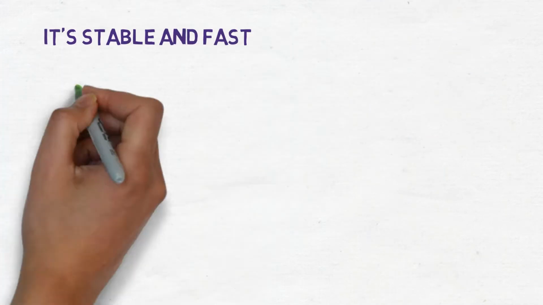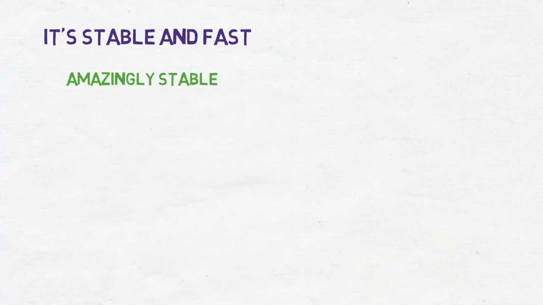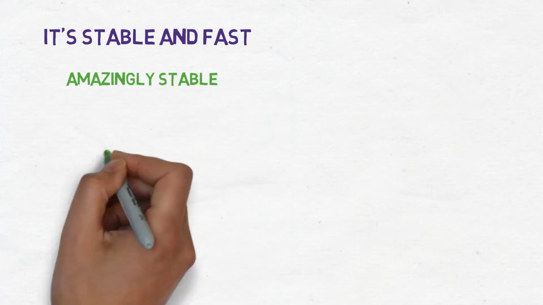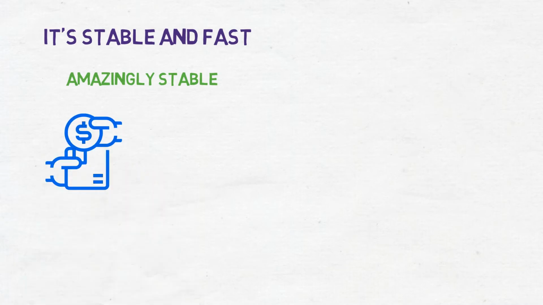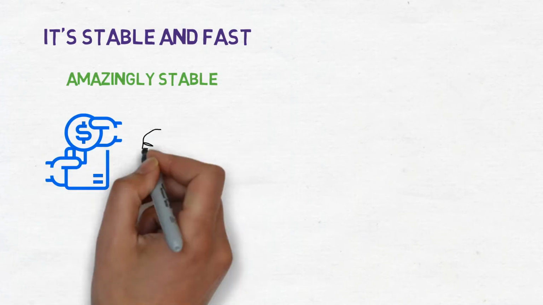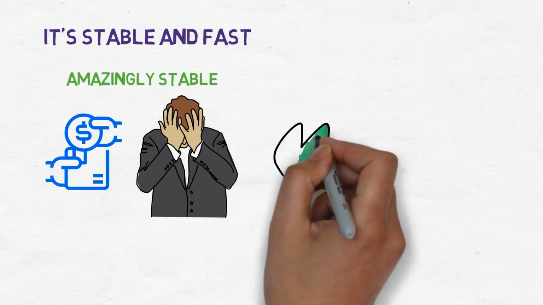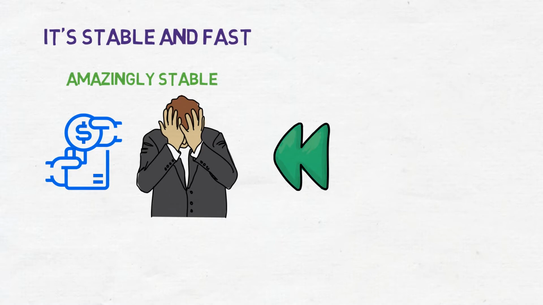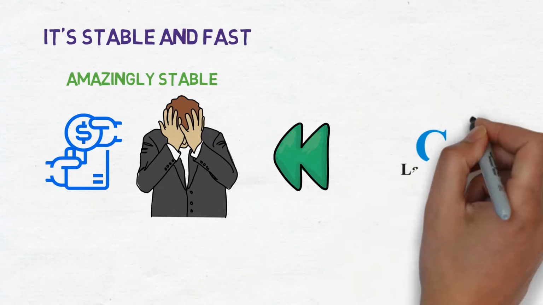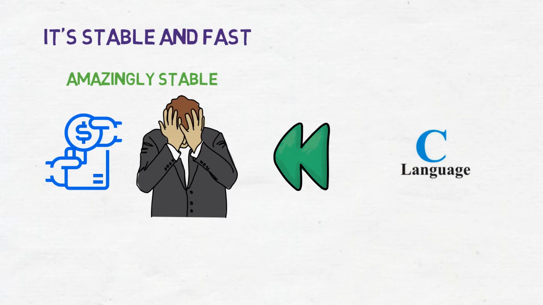It's stable and fast. SQLite databases are amazingly stable. They can handle database transactions, which means if you are updating several pieces of data and screw up, SQLite can roll the data back. Also, the code that reads and writes the data is written in optimized C code. Not only is it fast, but it also reduces the amount of processor power it needs.